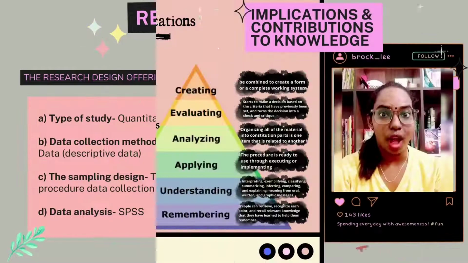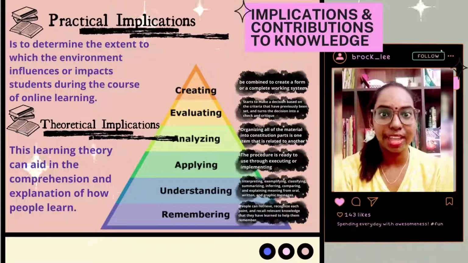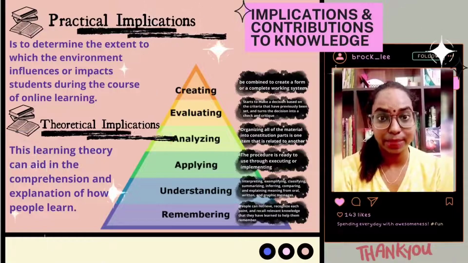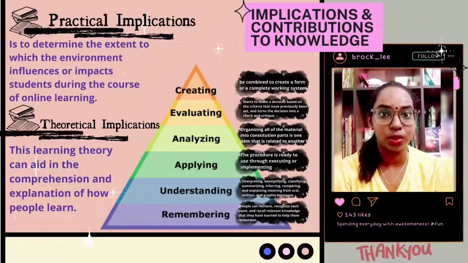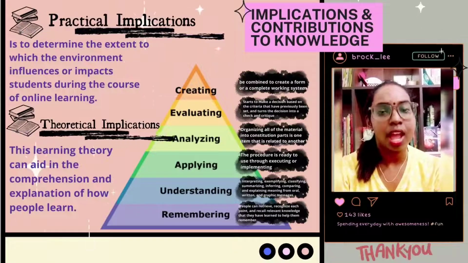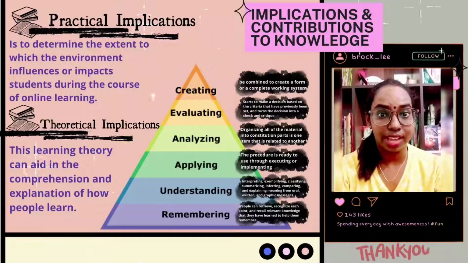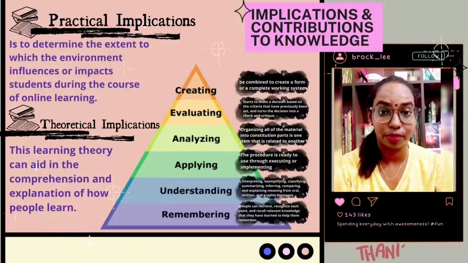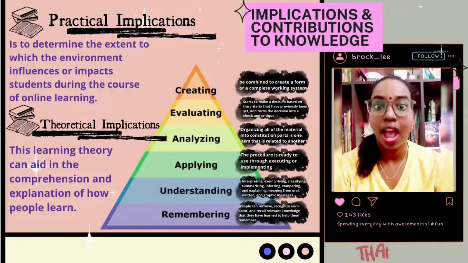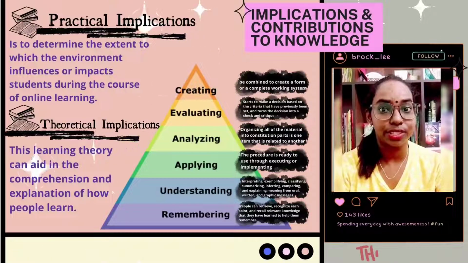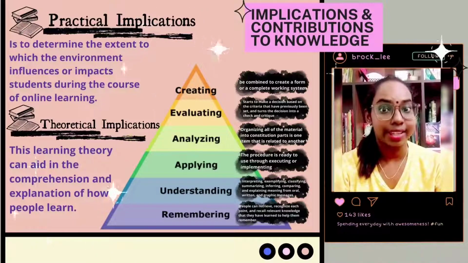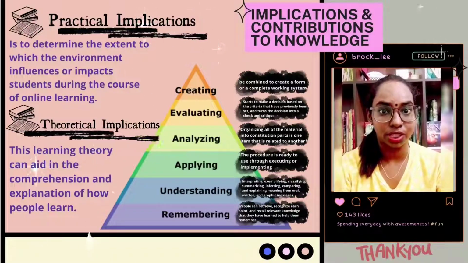That's all from me. And now I'll continue with the last part, implication and contribution to knowledge. We investigated whether there is a link between academic performance and environmental factors during online learning in this study. The study employs a variety of approaches and variables to determine the extent to which environmental factors influence students' performance during online learning. Such research is also necessary to determine the extent to which students' performance during the online learning method varies.